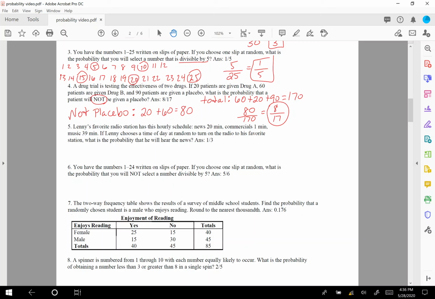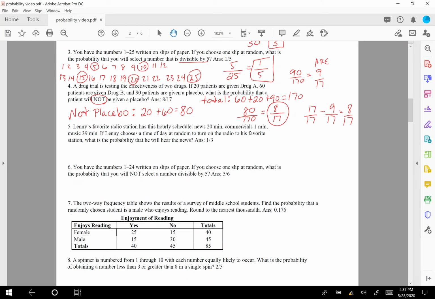So we'll have, we can find out the percentage of people who are going to get the placebo, so 90 out of 170, okay? So that would be 9 out of 17. And then this 9 out of 17 is the people who are getting the placebo, okay? And so to find the people who are not, well, we would take the 17 out of 17, because that's the 170 people out of the 170 people. Take away the people who are getting the placebo, and that will tell us the people who are not getting the placebo.